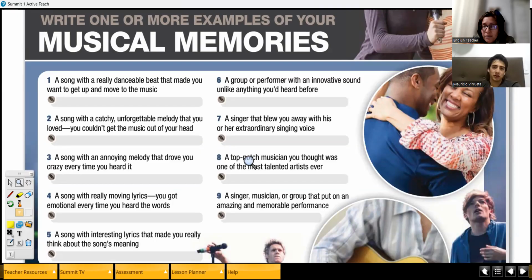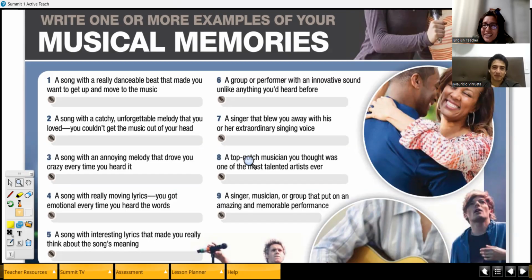Number 6, can you read? A group or performer with an innovative sound unlike anything you heard before. A group whose name is Baby Metal. It's a combination between metal and K-pop. Wow. It's weird. Yeah, of course, definitely.